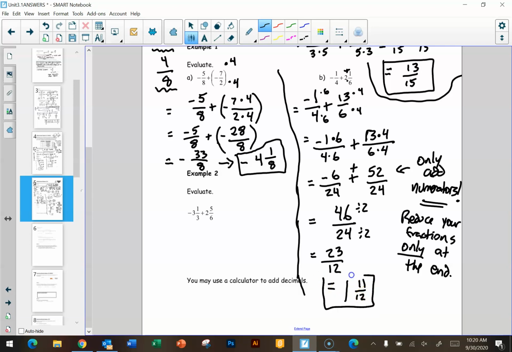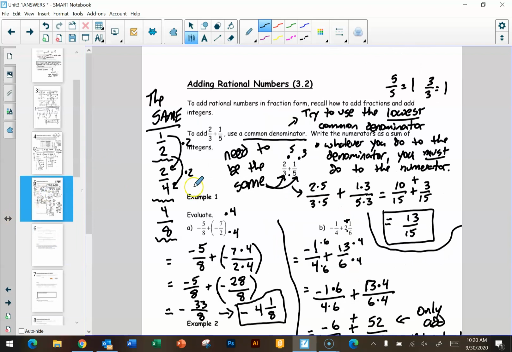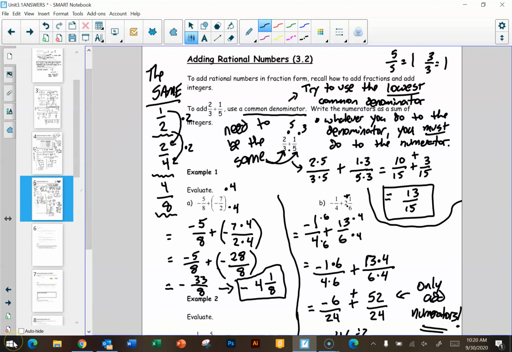So this is the right answer. We will also accept this, but we prefer this one right here. So reduce your fractions at the end of the question and try to write them as mixed numbers if you can. We're going to do decimals in a different video because this one's already at 30 minutes.